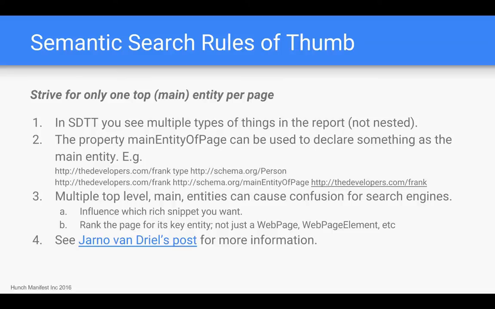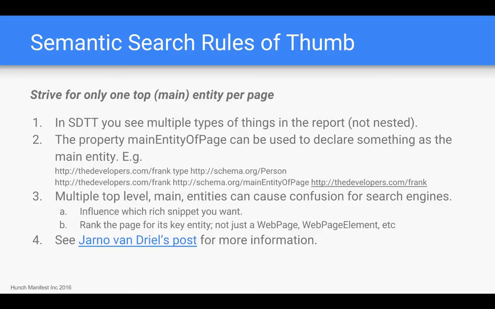So if you're on another one, maybe it's Robert, you would say that the mainEntityOfPage would be thedevelopers.com/Robert. So when you're thinking through your markup and you have multiple things here, you can use mainEntityOfPage to declare the relationship to the URL of that entity. Multiple top-level main entities can cause confusion for search engines, as mentioned. So it influences which rich snippet is to be displayed in the case when there are multiple rich snippet options.